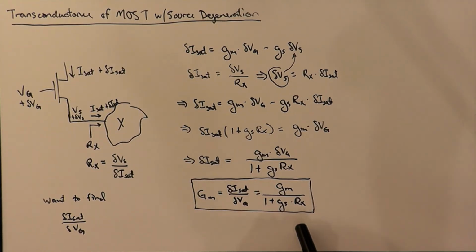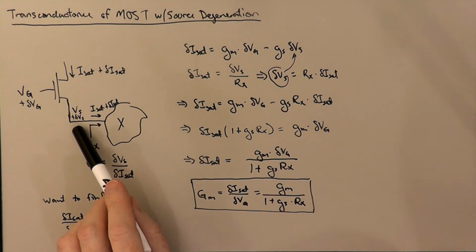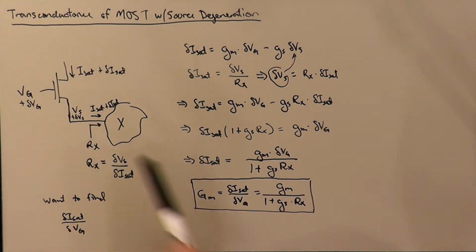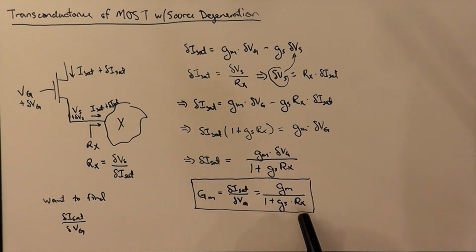The other thing is if we were to have an ideal voltage source down here holding the source fixed, or if this was connected to ground, for instance, well, the incremental resistance of a voltage source, or ground, is 0. And so if we were to plug in Rx of 0, we would just recover the ordinary transconductance gain of the MOS transistor. And so that limiting case makes a whole lot of sense.